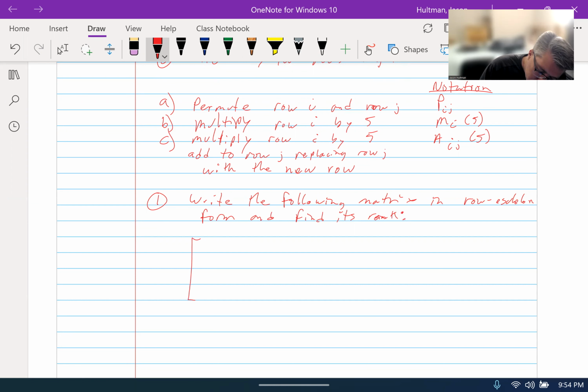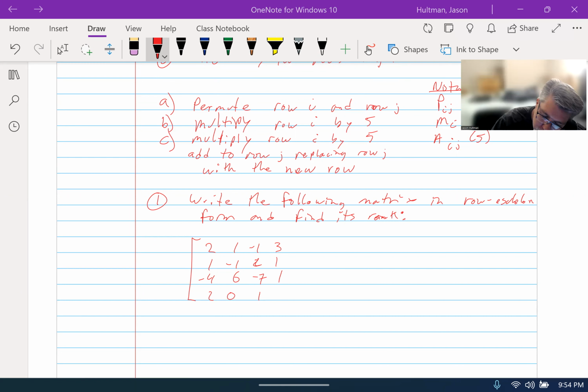Okay, let's look at our matrix. We have 2, 1, -1, 3, 1, -1, 2, and 1, -4, 6, -7, 1, 2, 0, 1, and 3.